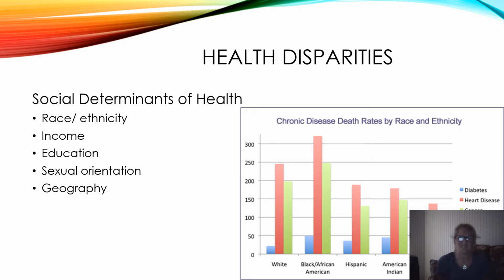Let's talk about health disparities, social determinants of health. They are glaring in this country. For instance, your sexual orientation. Gay men and lesbian women have far more health disparities than the average population. Gay men are more likely to have sexually transmitted diseases, drug and alcohol abuse, depression, suicide. Lesbians have higher rates of smoking, being overweight, alcohol abuse, and stress.